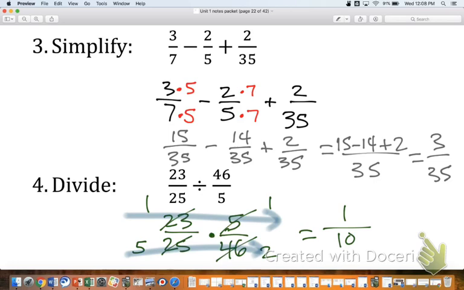So if you're dividing fractions, clap. If you're dividing fractions, you copy dot flip, right? Yay. Okay.